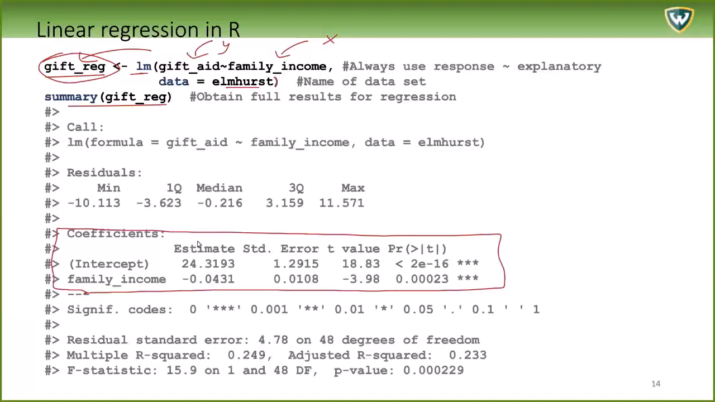So first, we have the intercept. The intercept is obtained by that linear model, and here it's 24. So when family income is 0, we estimate that gift aid is $24. If family income is 0, gift aid is 24. That's the whole idea of the y-intercept.